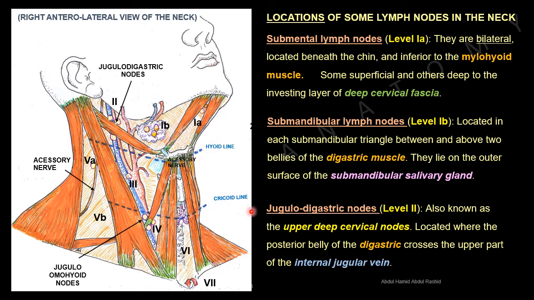Third is jugulo-digastric nodes, level 2, also known as the upper deep cervical nodes. This is the one. Located where the posterior belly of digastric crosses over the upper part of the internal jugular vein.